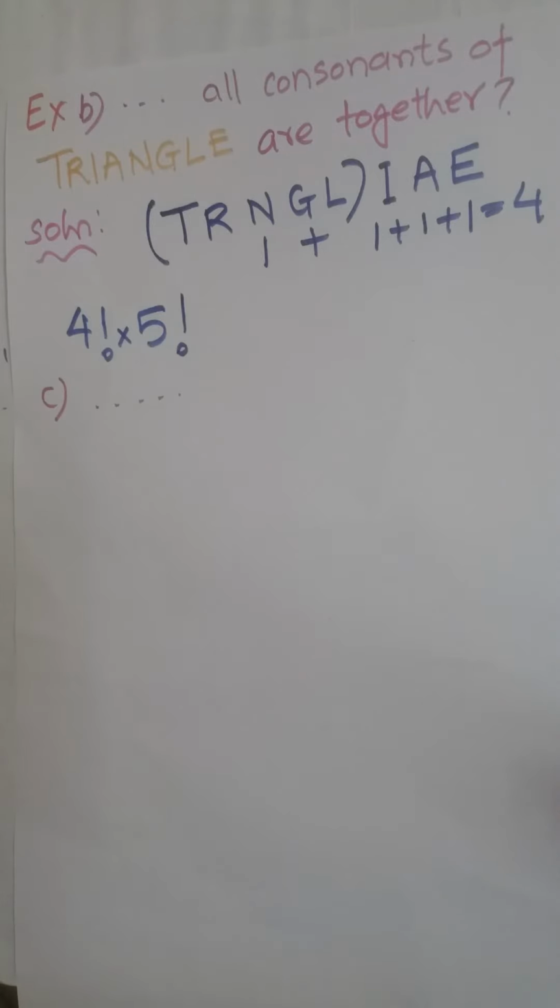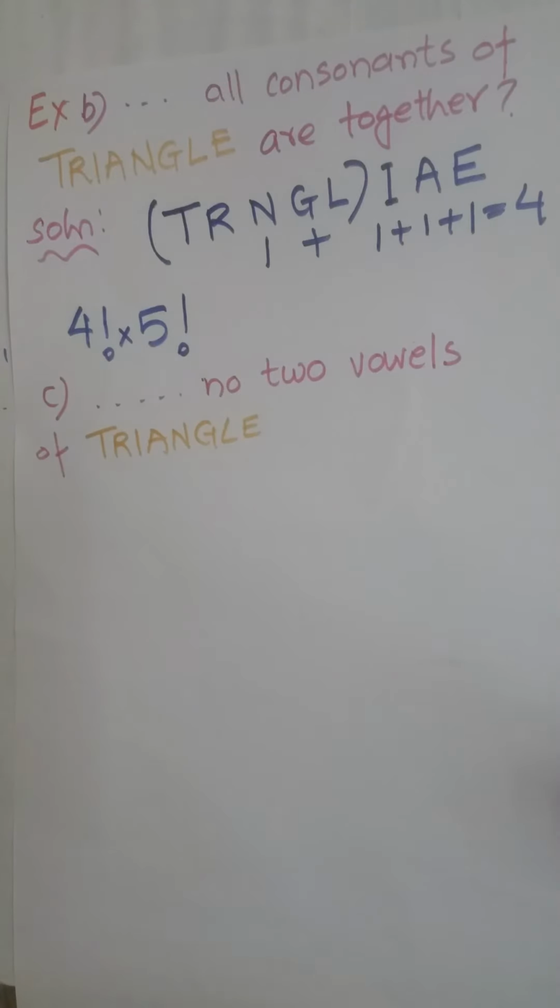Continuing with the same triangle question, let's see part C. Part C is the number of arrangements of the letters of the word triangle, taking all the letters, such that no two vowels of triangle are together. So how do we do this? No two vowels means any two vowels should not be together, and obviously it also means that all the three should also not be together. Okay, it means all the three must be separate.